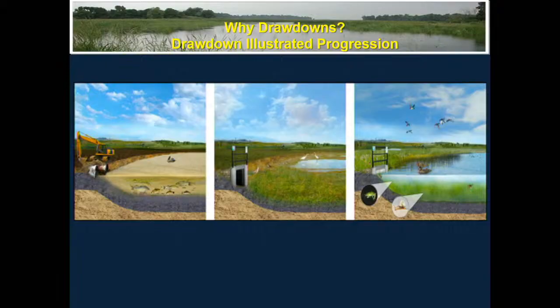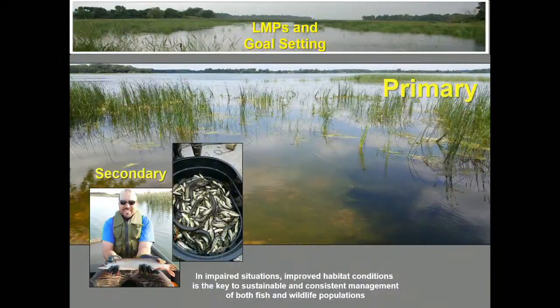But pop the board, wait a year or two essentially, put the boards back in, and we flood all that vegetation. Now we get the response from the zooplankton, all that. We get the big invertebrates back for the fish, the ducks, all that. So that's kind of how drawdowns work and why we have been looking at them.